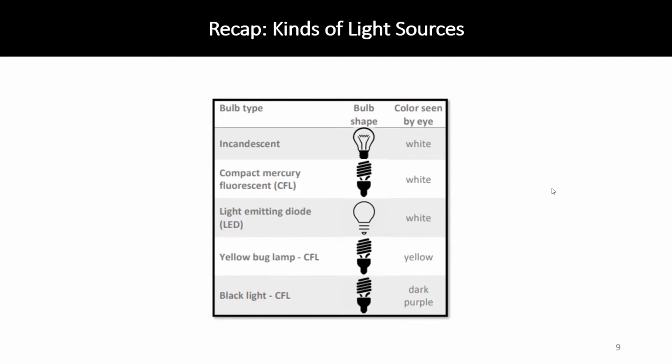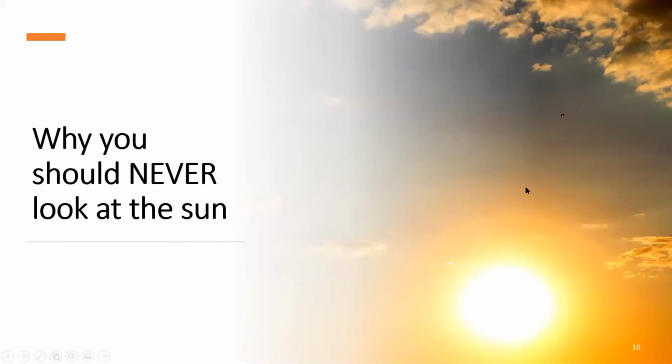So we went through and talked about all the different kinds of light sources. From the people in my breakout room, it sounded like we had a lot of light emitting diode bulbs, which is great because they're a lot more energy efficient. But what I want to talk about next is why you should never look at the sun.